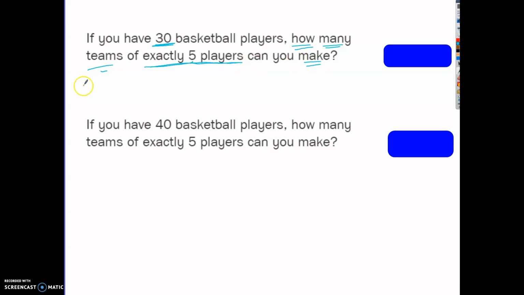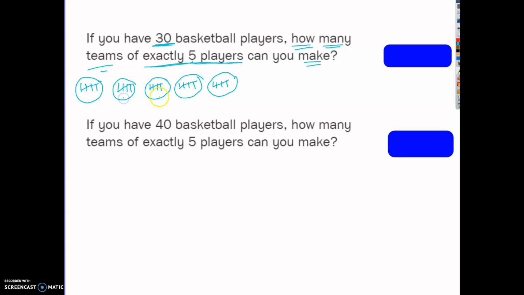So I'm just going to go with groups of 5, because I know that's how many players have to be on a team. 1, 2, 3, 4, 5. There's one team. 1, 2, 3, 4, 5. Oh, let's make that a tally mark the other way, Mrs. Flurry. 5. There's a team. 1, 2, 3, 4, 5. There's a team. 1, 2, 3, 4, 5. There's a team. 1, 2, 3, 4, 5. There's a team.